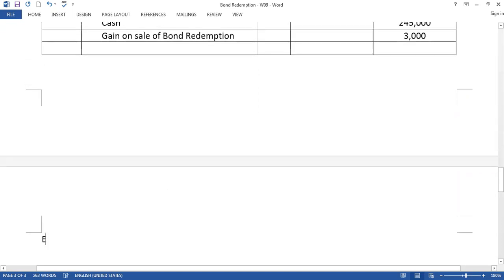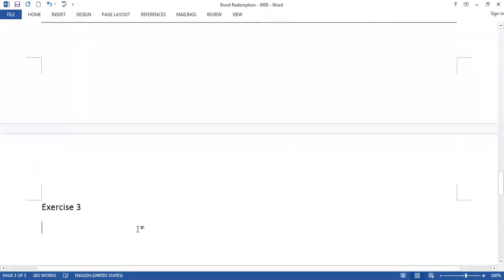Then exercise 3. Okay, for example, I can write some sentence to make it easy.